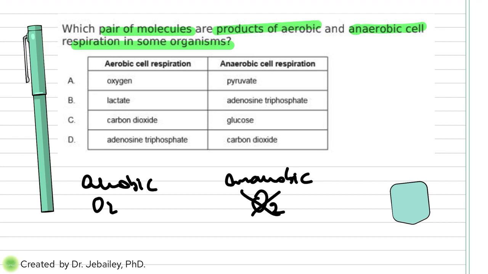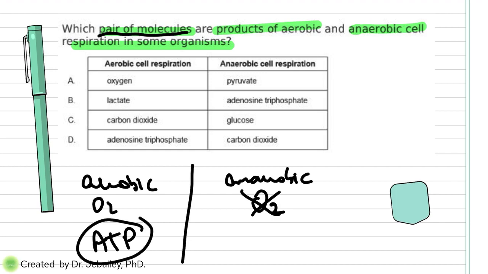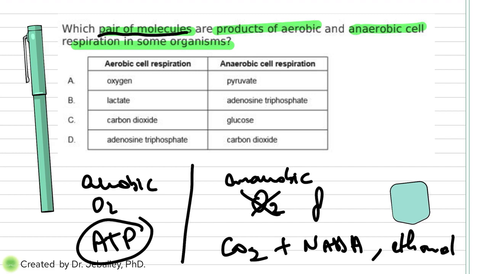So what they are asking for is the pair of molecules, and we're talking about their products. That means the end of it. Now, in the end, we always have to think, what exactly is aerobic for? Aerobic, in the end, is about producing ATP, right? Anaerobic, in the end, can be about CO2 as well as NADH, and sometimes it can be ethanol, because these are all about fermentation.